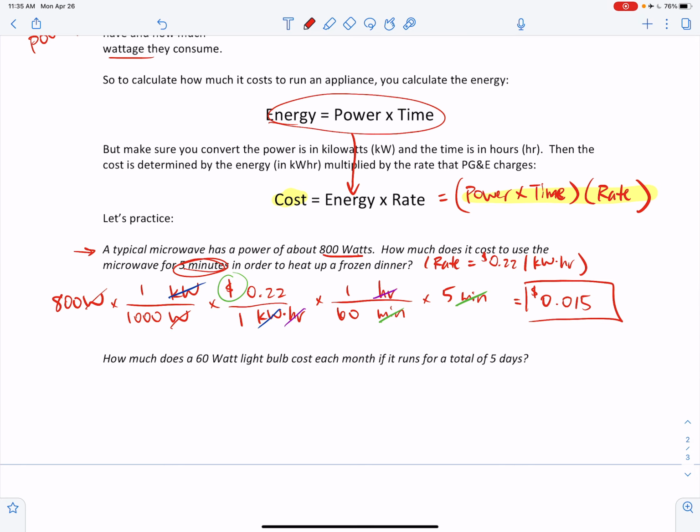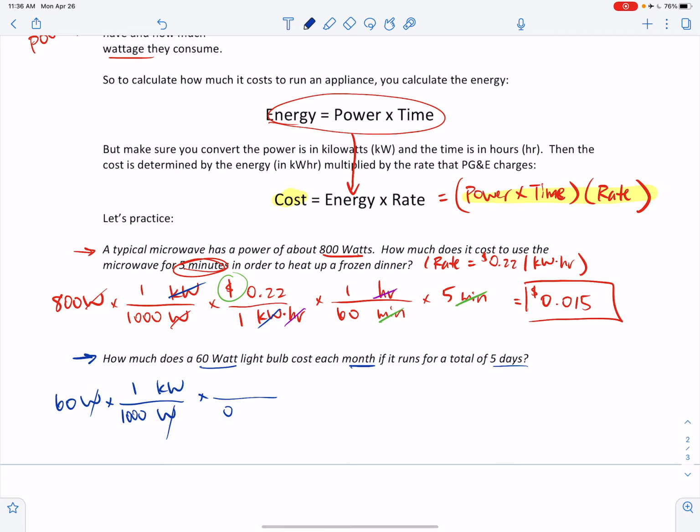Let's try the next one. How much does a 60-watt light bulb cost each month if it runs for a total of 5 days? Here we go. Let's start with the power, 60 watts. Then we're going to convert from watts to kilowatts because we want to use the rate of 22 cents per kilowatt hour. So there are 1,000 watts in 1 kilowatt. That makes the watts go away.